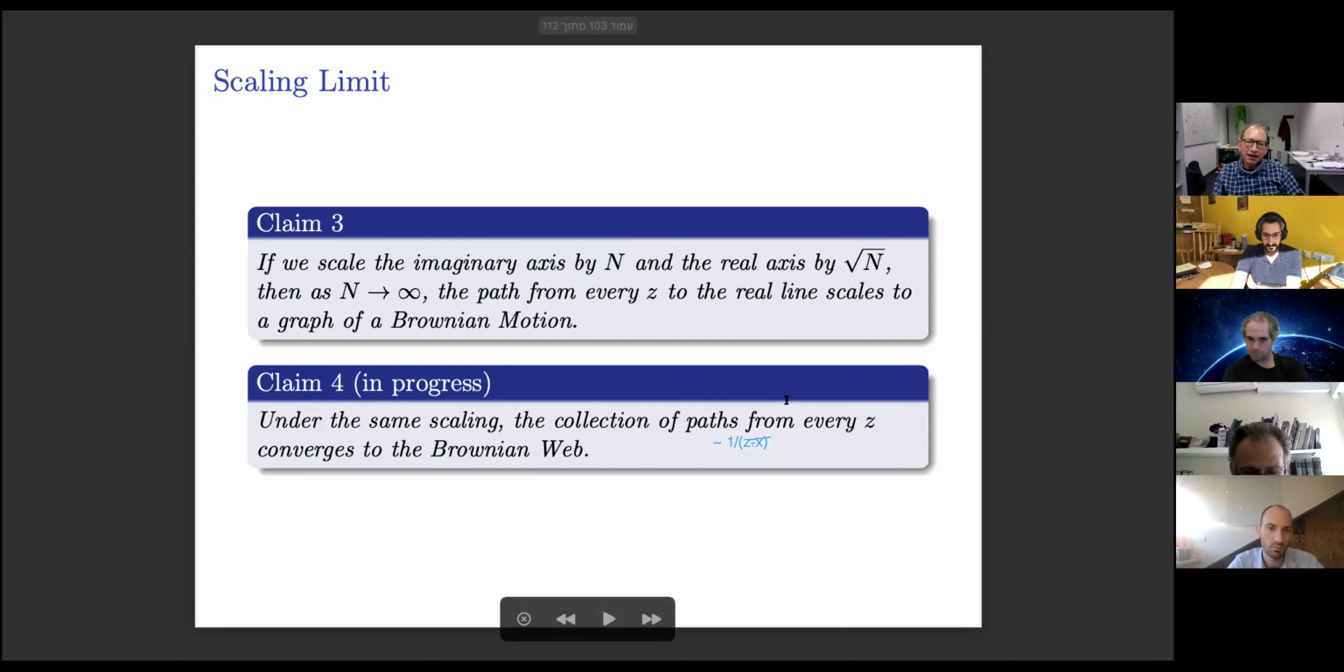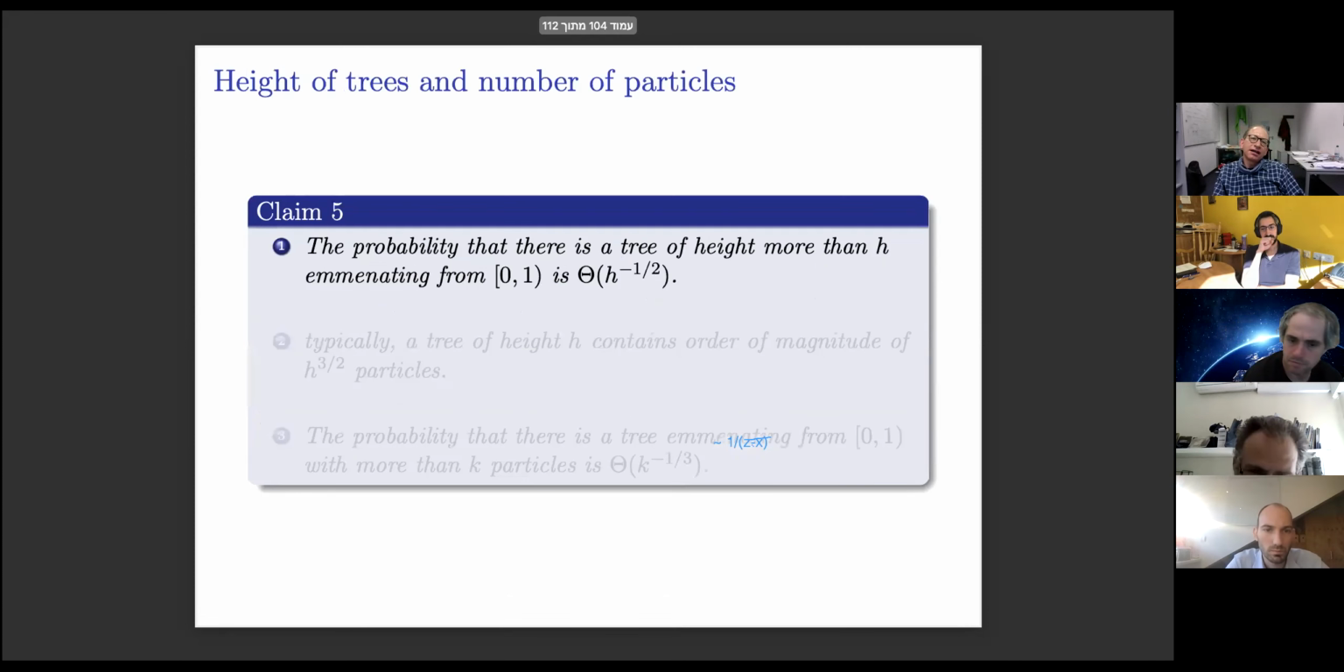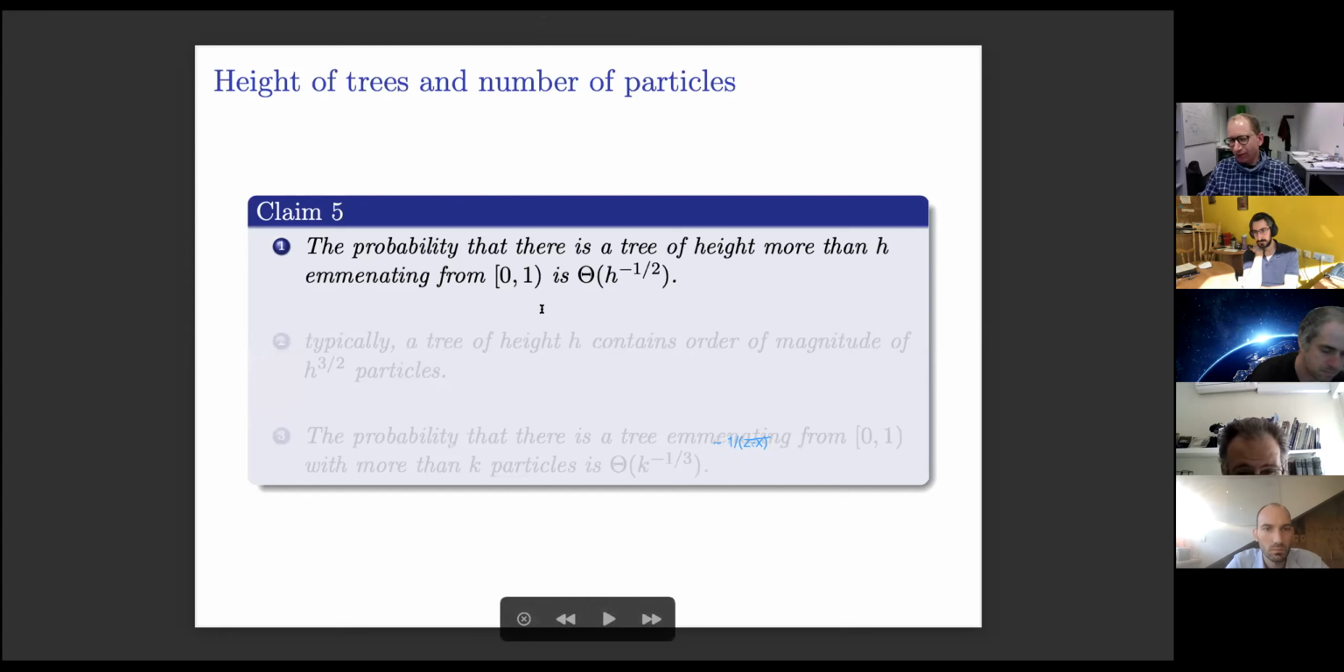And under the same scaling, the collection of all paths would converge to the Brownian web. So this we essentially know how to prove, but we never wrote down the proof. So that's the scaling limit. And then from the scaling limit, we can go back to the finite, before-scaling state, and we can ask about the behavior of the tree.